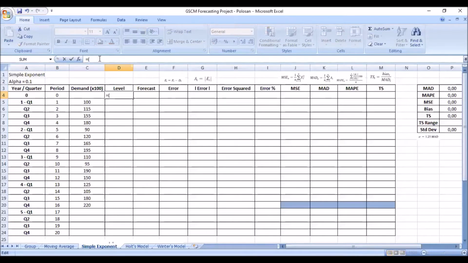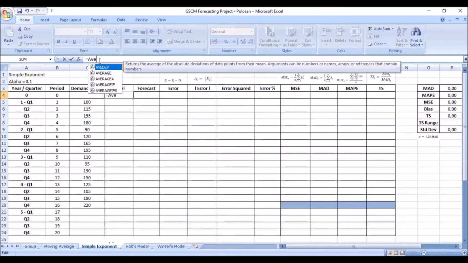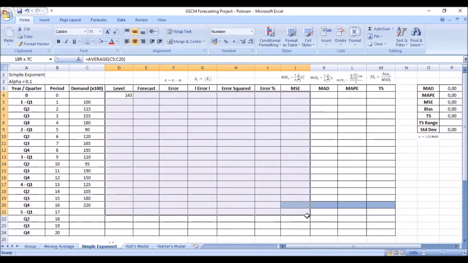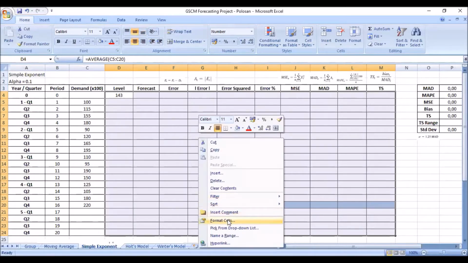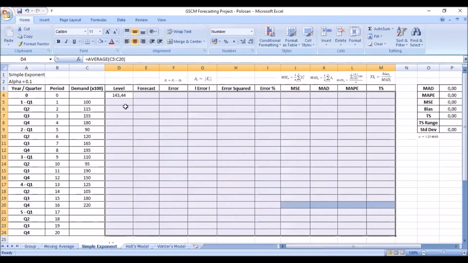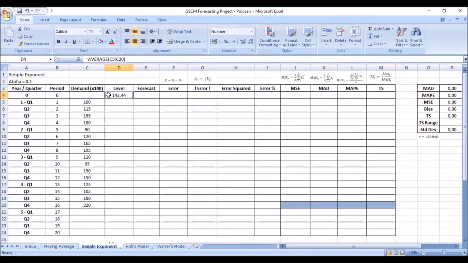And to find the L0, we can just find the average of all demand using the average formula and just block all of the demand cells in this case. And then we have it, we'll find the first level. I suggest, and it's just my opinion, a little advice, not to forget to change the format in the cells and make it centered, and change it to only 2 decimals to make it easier to understand and see. And we have found the first initial level, L0.